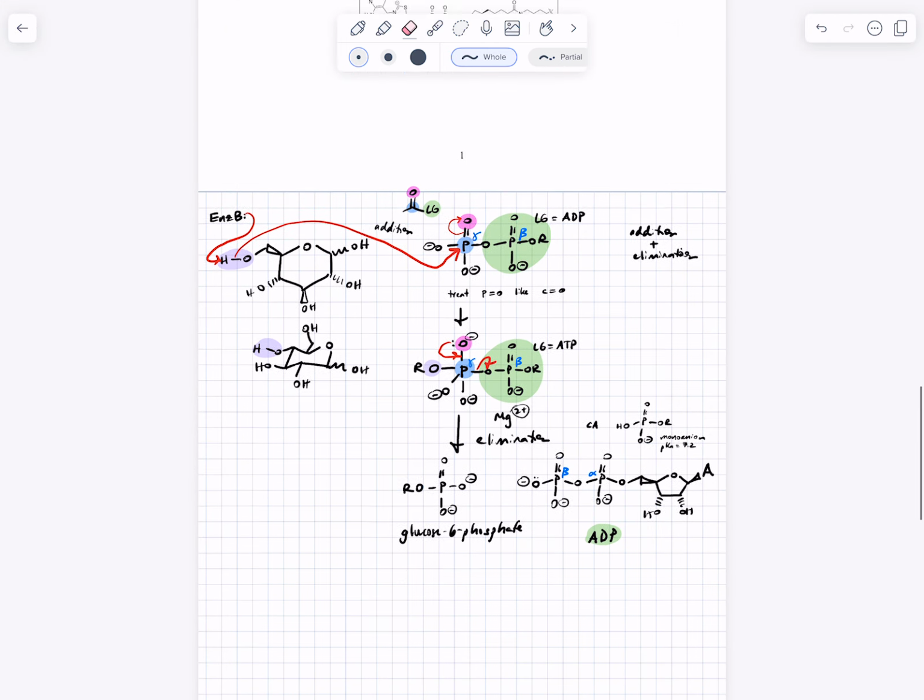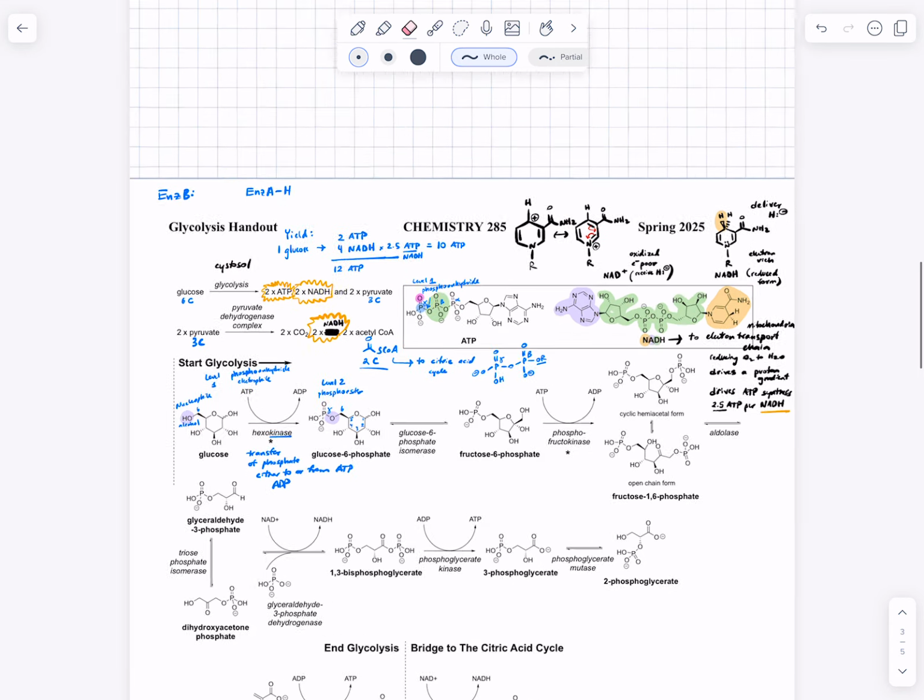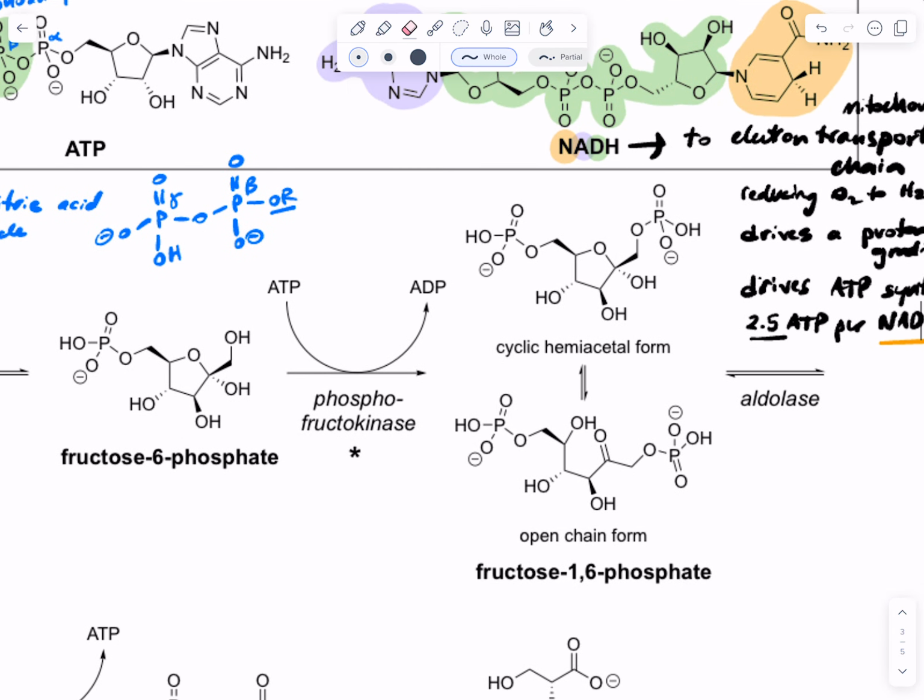In fact, let's skip ahead to that one. The next kinase step involves adding a phosphate from ATP, the gamma phosphate from ATP, to the C1 hydroxyl of fructose. At this point, you're like, whoa, we were dealing with glucose. Where did fructose come from? And I'm saying, don't worry about it. We're going to do that in just a minute.